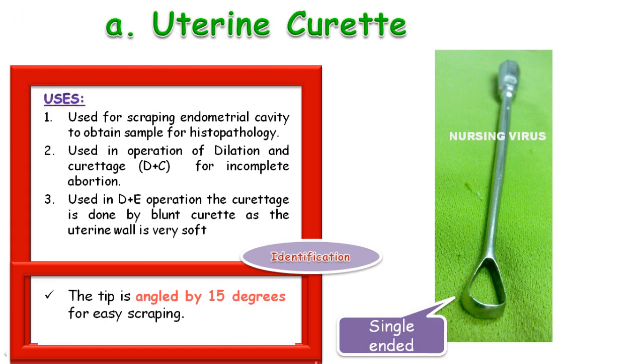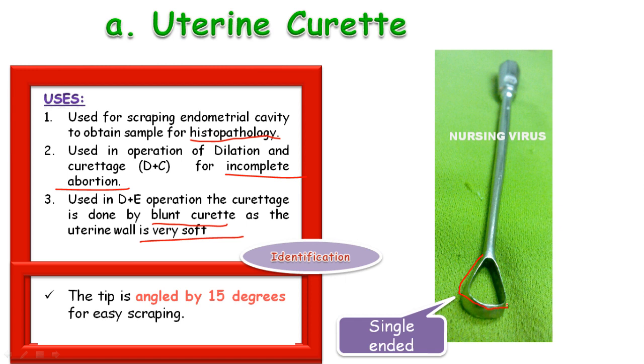Here the explanation. The main uses: first, scraping the endometrial cavity to obtain samples for histopathology; another, used in the operation of dilation and curettage or for incomplete abortion to collect the remaining products; and third, used in the dilatation and evacuation operation. The curettage is done by blunt curetting as the uterine wall is so soft. We won't use the sharp side. Here is how you can identify the angle of that.